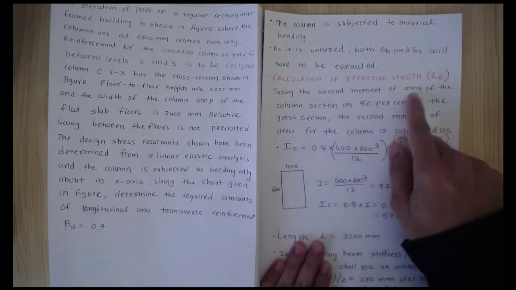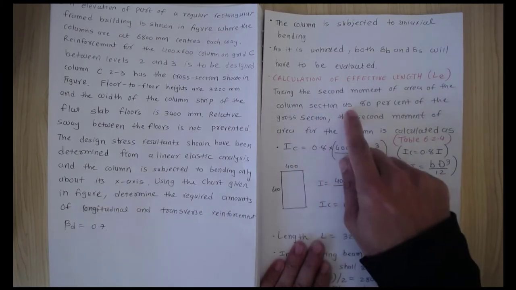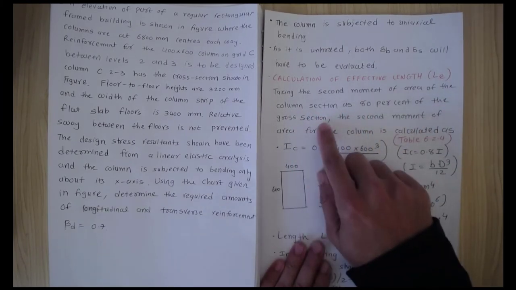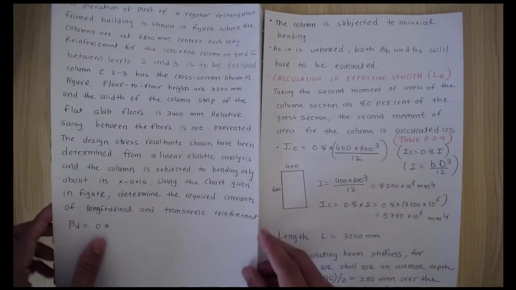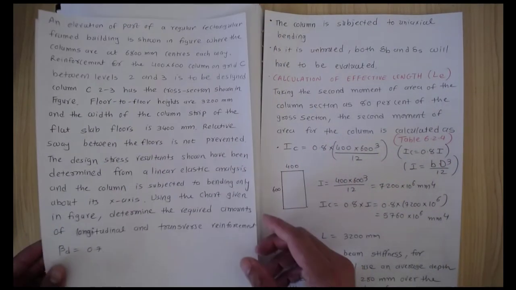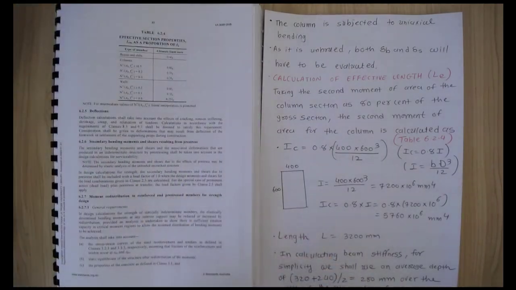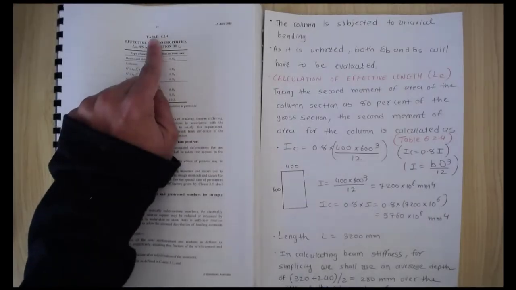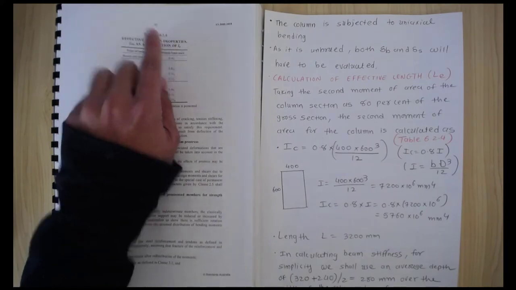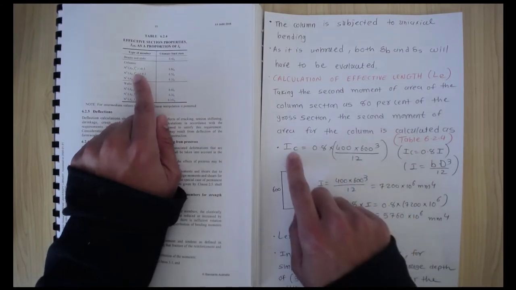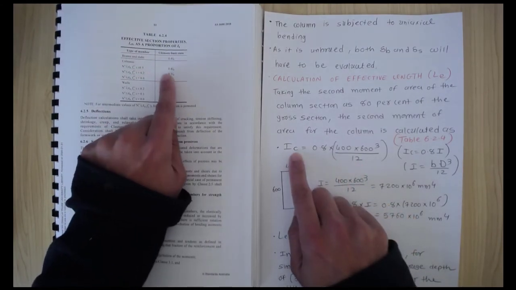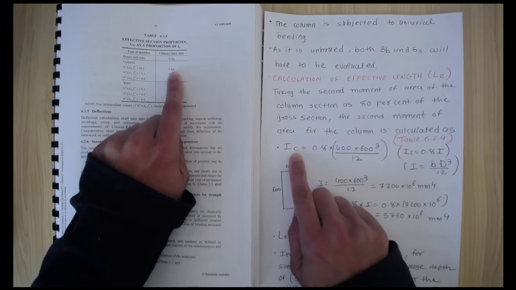Now, take the second moment of area of the column section as 80% of the gross section, and calculate the second moment of area of the column. If you need to calculate the moment of inertia of the columns, you can use table 6.2.4 in the standard, where you have column sections. In that, if you want to calculate the moment of inertia of the column, Ic, then you have 0.8 times the moment of inertia Igross, so the gross cross section.